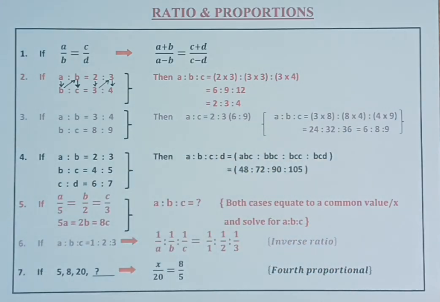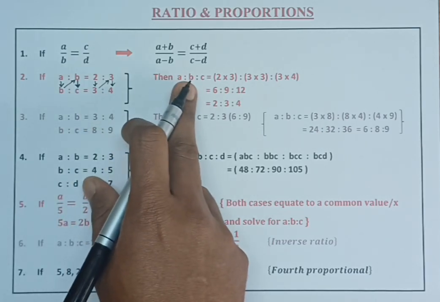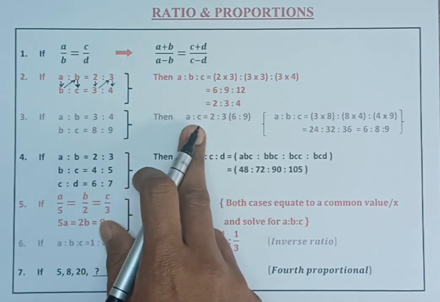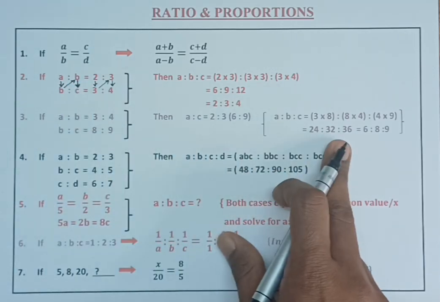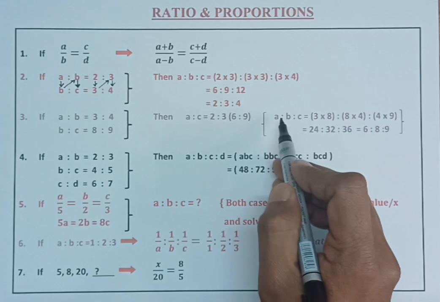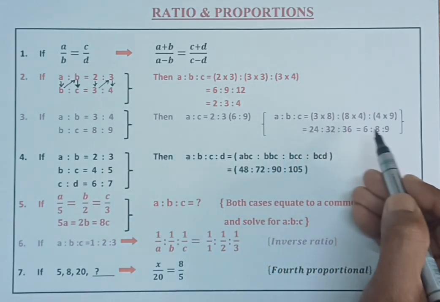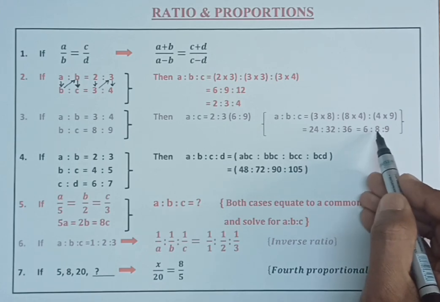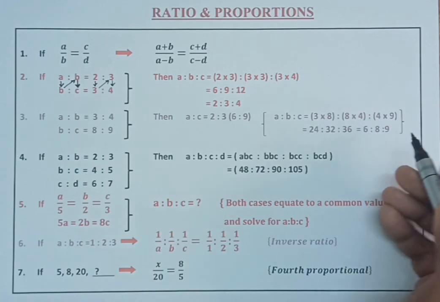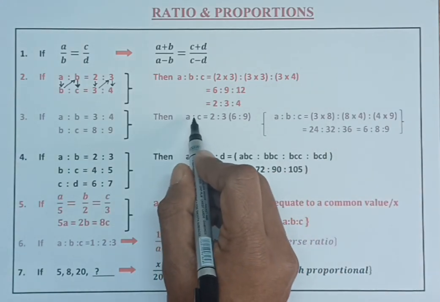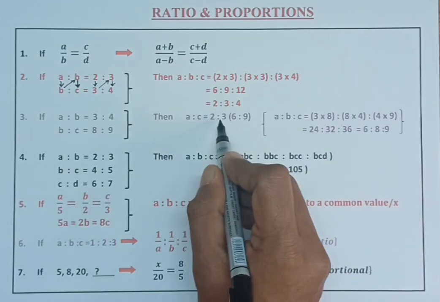And second is a similar case, but instead of A colon B colon C, we are told to find the ratio between A and C. We will use the same method here and find A colon B colon C equal to 24 is to 32 is to 36, which reduces to 6 is to 8 is to 9. So A colon C will be equal to 6 is to 9, or 2 is to 3.